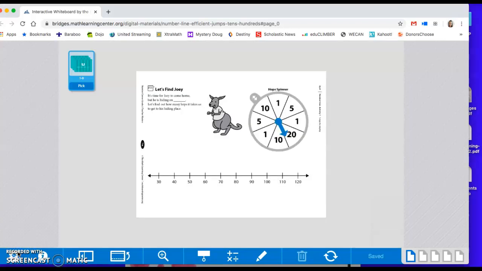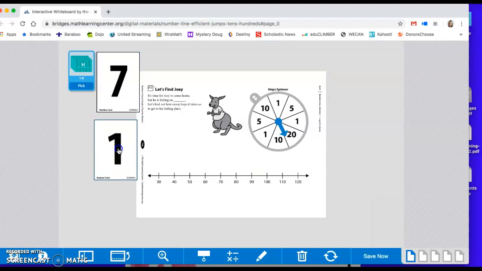All right, now that we have warmed up our brains for counting forwards and backwards on the number line, we are going to start our game. I'm going to pick 2 cards from the deck up here, and the higher digit is going to go in the tens place and the lower digit is going to go in the ones place. Let me pick another card. So I picked a 7 and a 1.